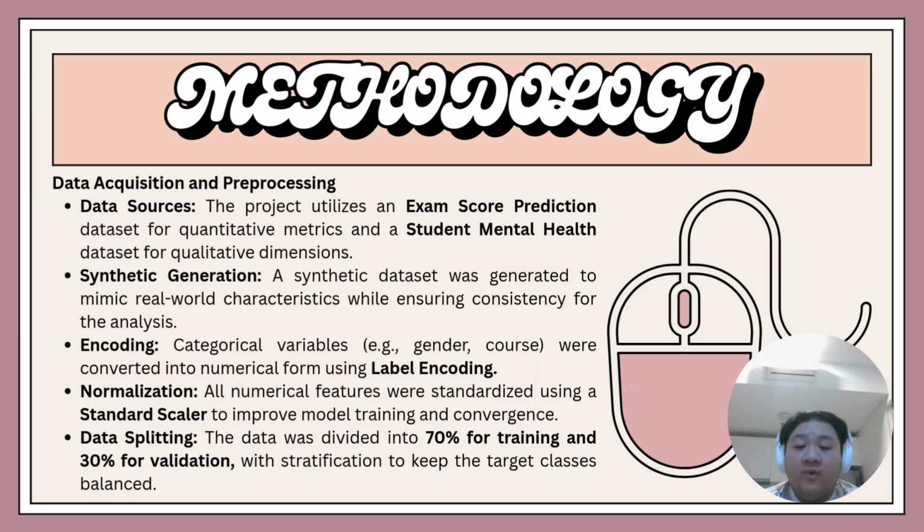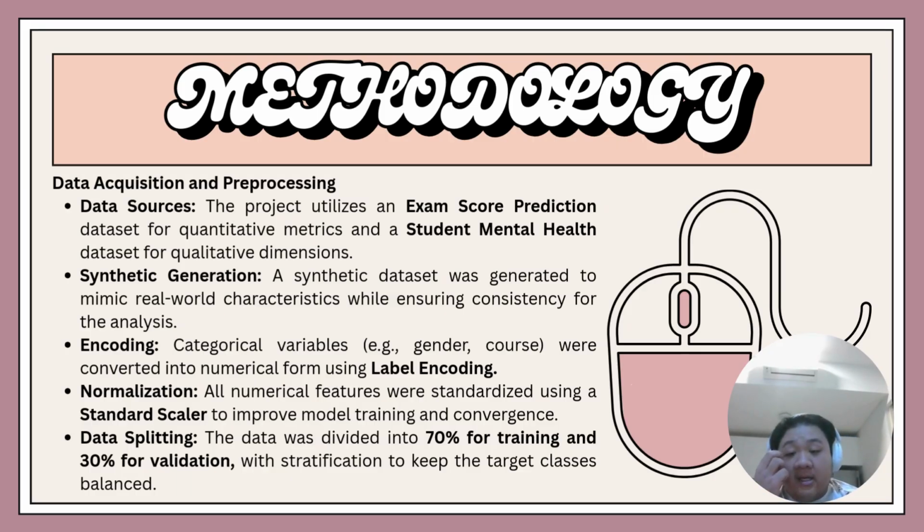Next is data acquisition and pre-processing, starting with the data source. The project utilized an exam score prediction dataset for quantitative metrics and the student mental health dataset for qualitative dimensions. Next is synthetic generation. A synthetic dataset was generated to mimic real-world characteristics while ensuring consistency for the analysis.